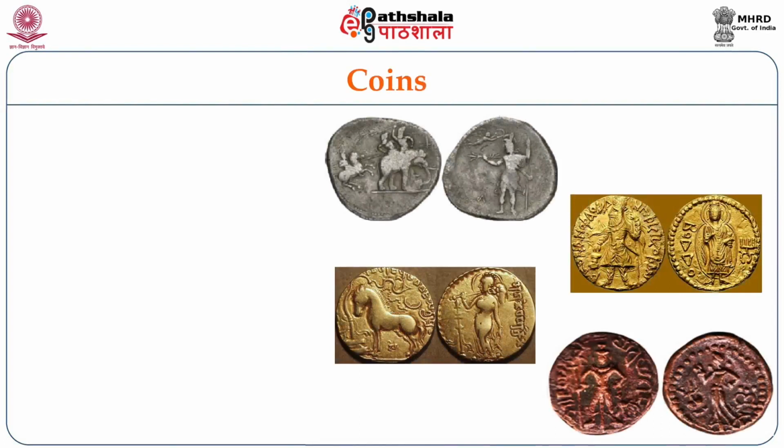We now move into coins, numismatics. Numismatics as a source is very important because this is the medium through which the ruler can project himself and his ideologies. For example, there is a coin of Porus, and this coin represents the defeat of Porus at the hands of Alexander.